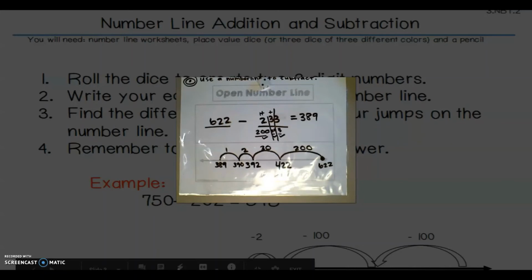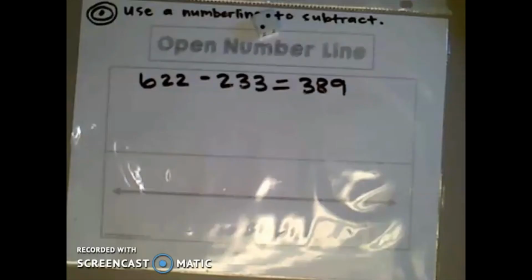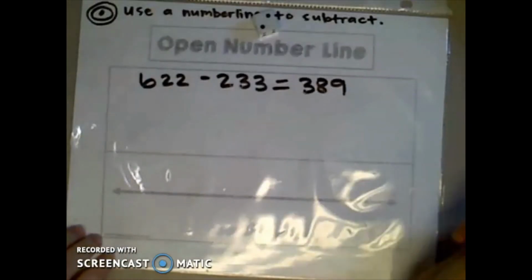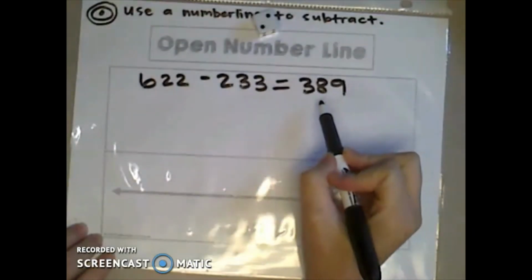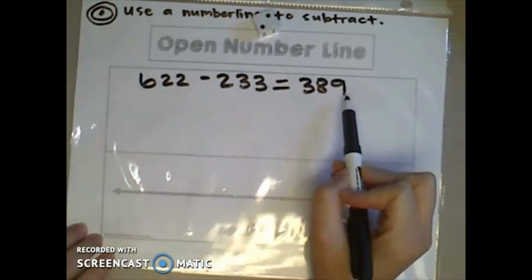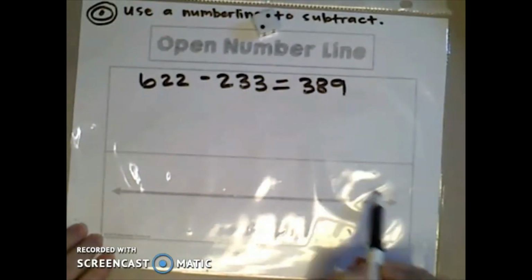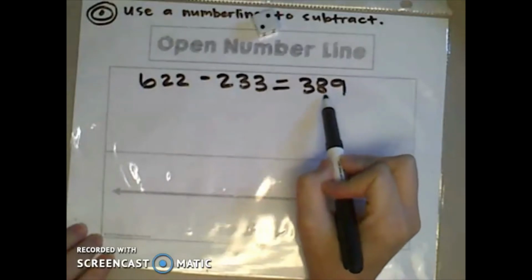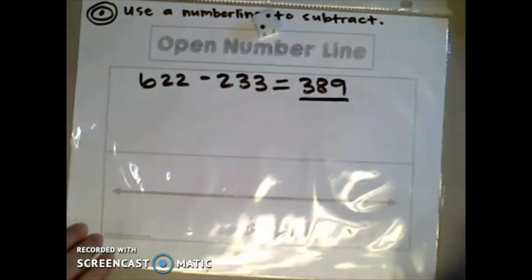Now as mathematicians, we want to make sure that we always check our work. In just a second, I am going to show you how to do that, but hang tight, I'm going to clear the board. Okay, so as I said earlier, as mathematicians, we want to make sure that we are able to check our work. The first equation was 622 minus 233, and we solved it by using the number line to count back. And we got the difference of 389.